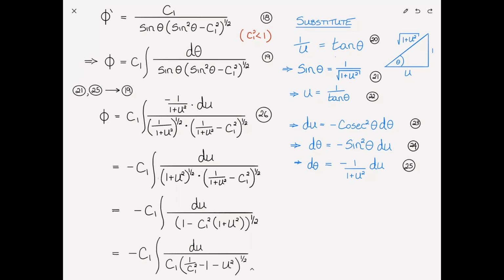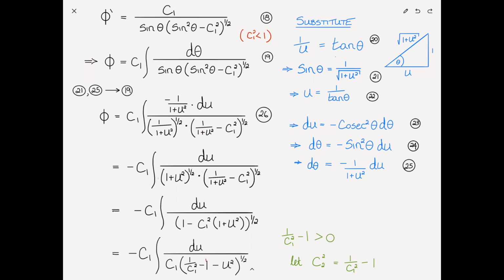then all the steps are there. Now, if we look at this part, the 1 over c1 squared minus 1, we know that that's greater than 0 because we already said that c1 squared is less than 1. So if this is greater than 0, and we know it's a constant, we can just replace that with another constant we'll call c2 squared, a positive constant, and c2 squared will just be equal to 1 divided by c1 squared minus 1.